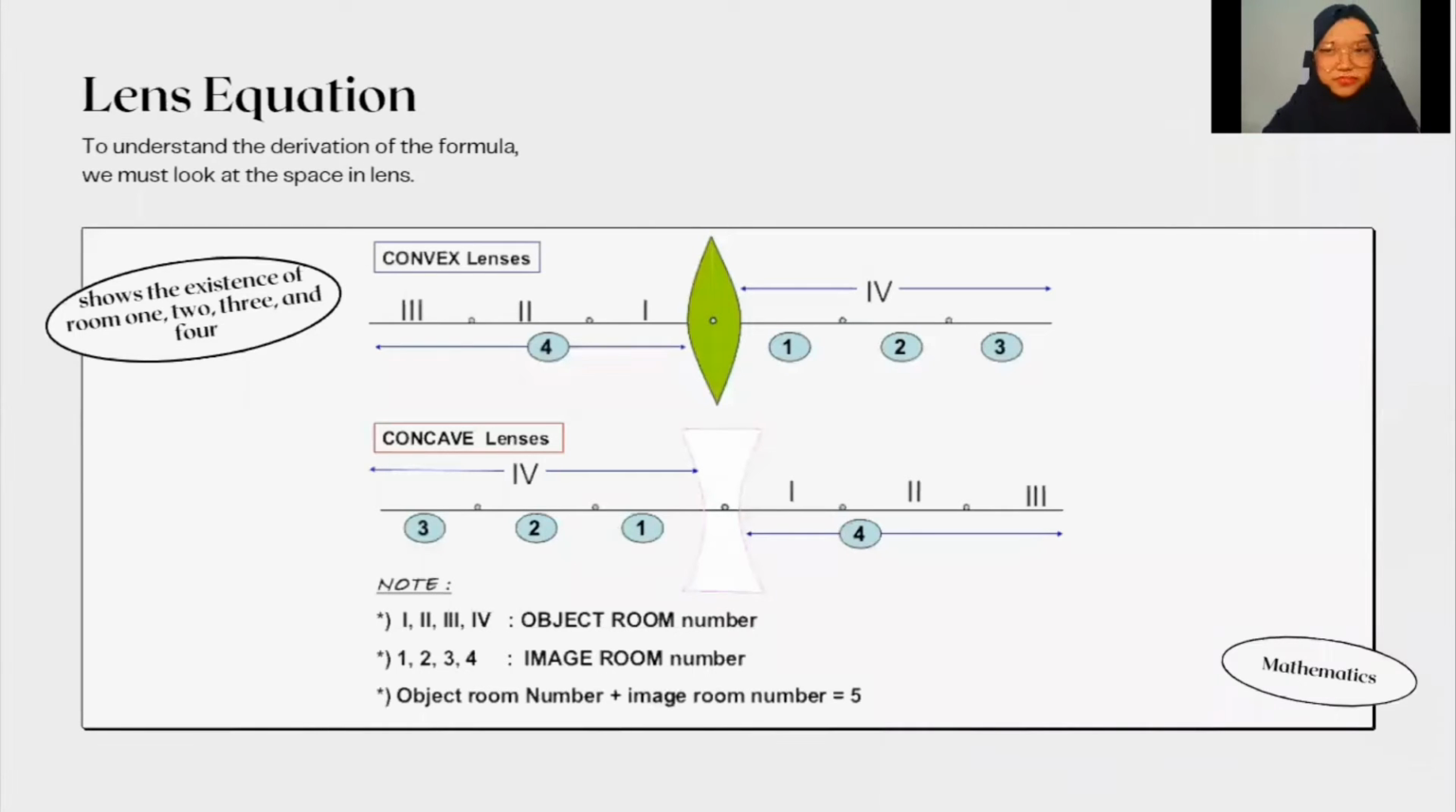The next is the lens equation. To understand the derivation of the formula, we must look at the space and length. Here shows the existence of room 1, 2, 3, and 4 in convex lens and concave lens. The object room of the convex lens is room 1, 2, 3 in front of the lens, meanwhile room 4 is behind the lens. Opposite with the object room, the image room of the convex lens is room number 4 in front of the lens, meanwhile room number 1, 2, 3 for the image room is behind the lens. And for the concave lens it is the opposite of the convex lens, you can see.